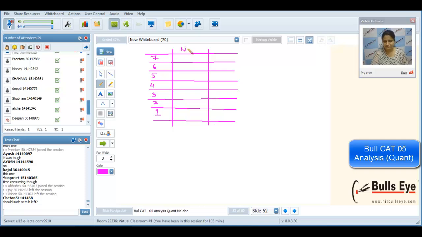See, I'm writing names here and professions here. Now the very first hint says the driver lives on the 4th floor. Driver should be here. The gardener's house is on a floor above that of the driver. It means gardener should be here.